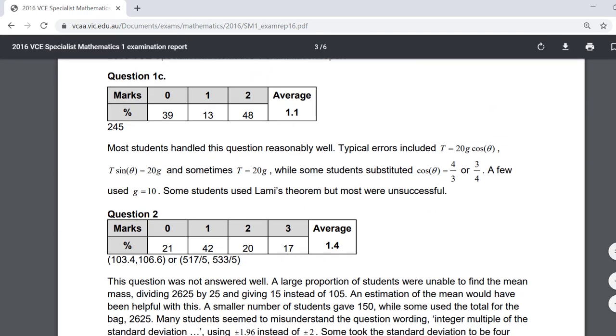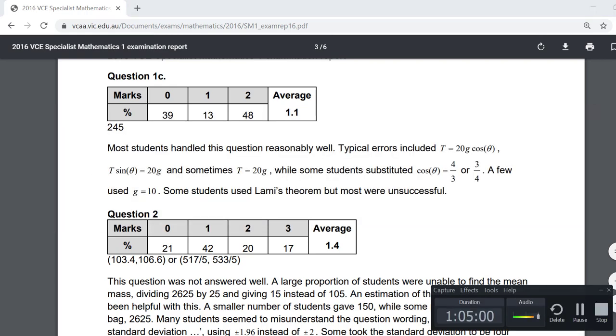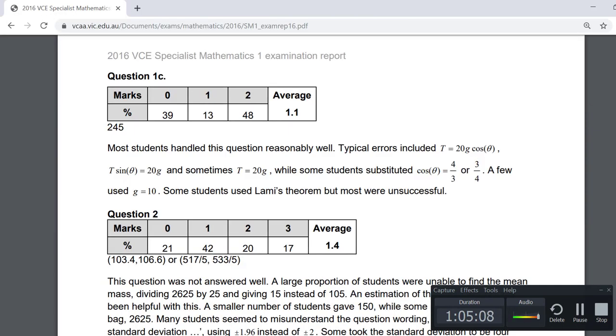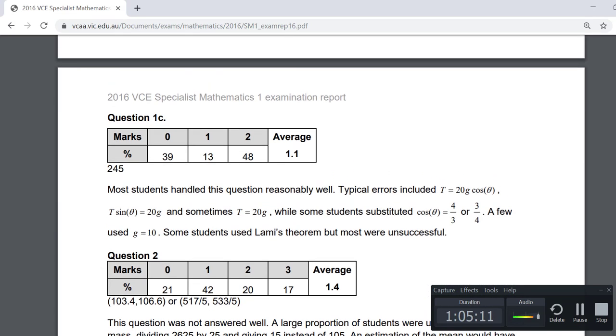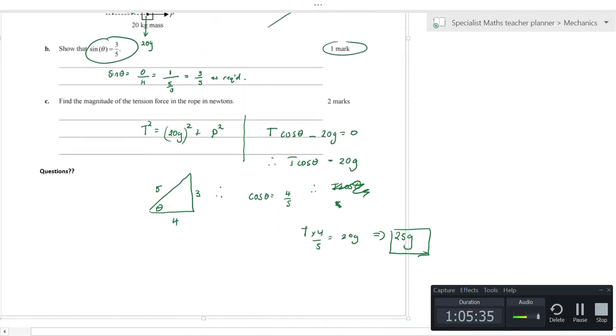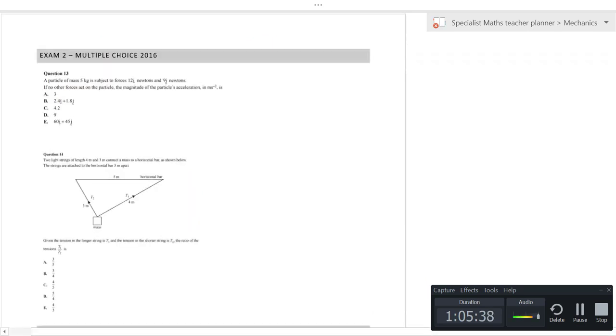Now, 245 is acceptable in units, but of course I wrote 25g. It says here that other answers are accepted. So 25g is 0.8, yeah, so that works out fine. They've just given you your answer in newtons. Okay, so we're almost done. We are almost done. That's the 2016 exam. That was the first one. That's 10% of the exam.